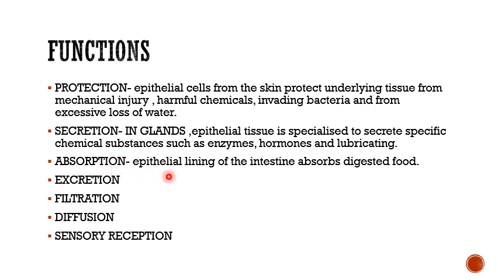Absorption: the epithelial lining of the intestine absorbs the digested food with the help of microvilli, brush border like tissues which increase the surface area of absorption. And next are excretion, filtration, diffusion and sensory reception. So three are the main functions: protection, secretion and absorption. Along with that, they may play a role in excretion, filtration, diffusion and sensory reception.